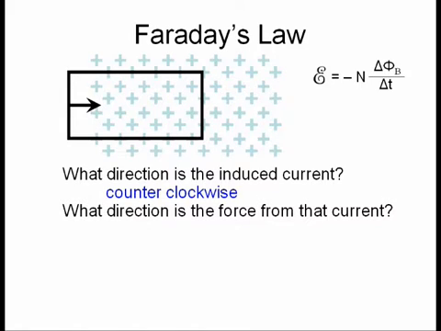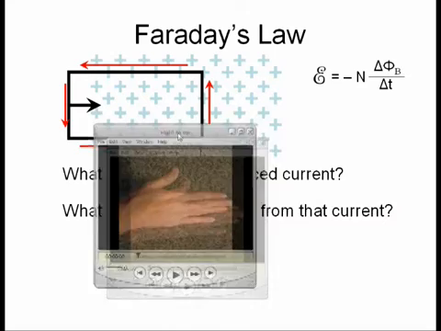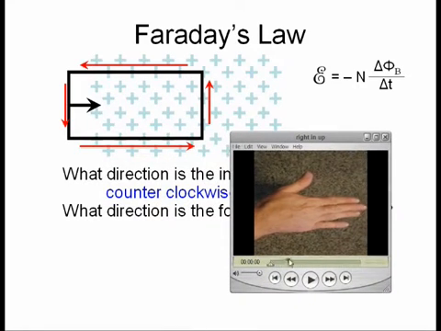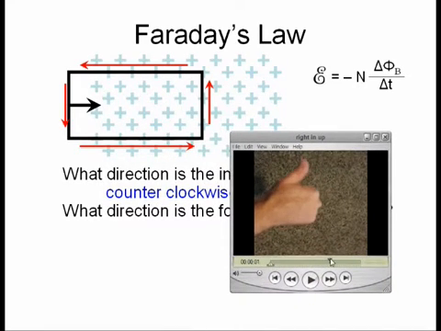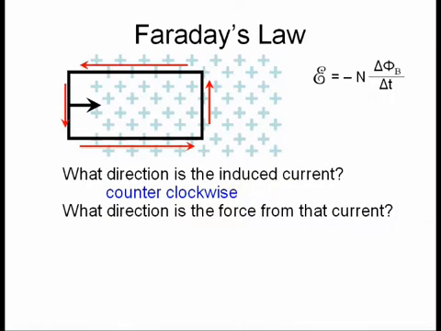What is the direction of the force on that current? So if I draw in my current going around like this, now I have a current moving through a magnetic field, and we're going to use our right-hand rule number 2. So let's look at the bottom side first. My current is going to the right, and the field is crossing into the page, and that gives me an upward force acting on my wire.